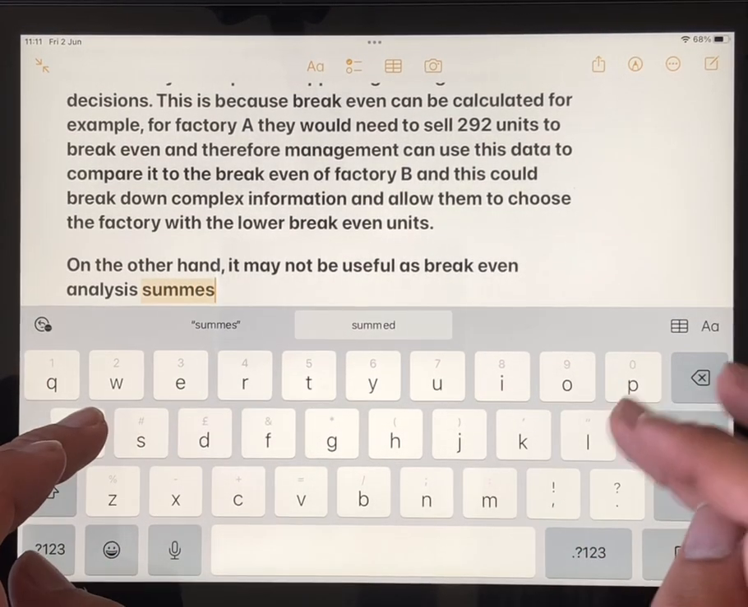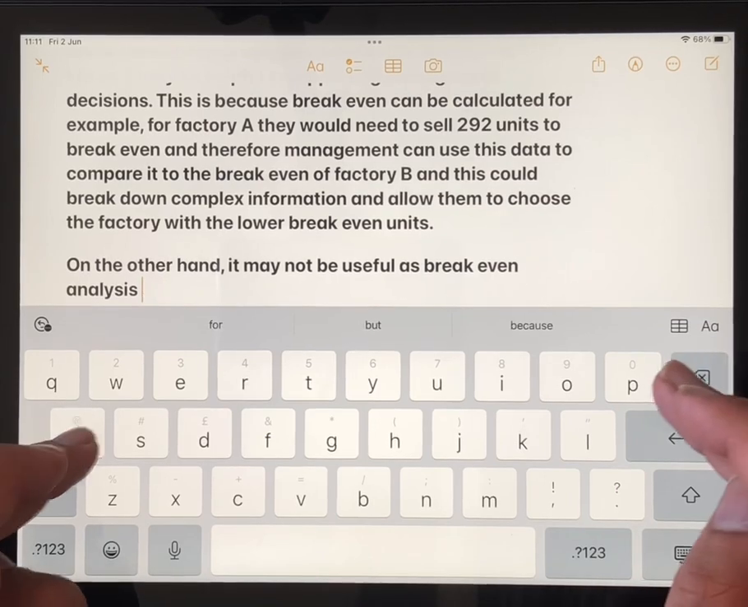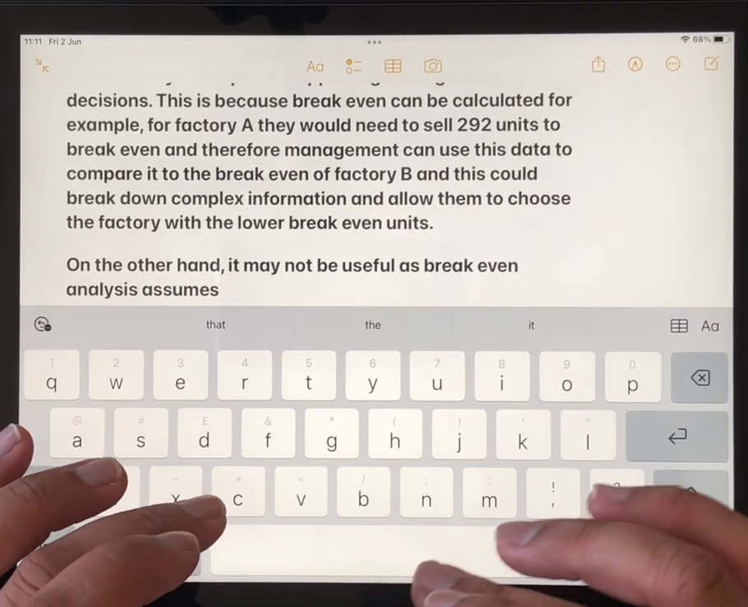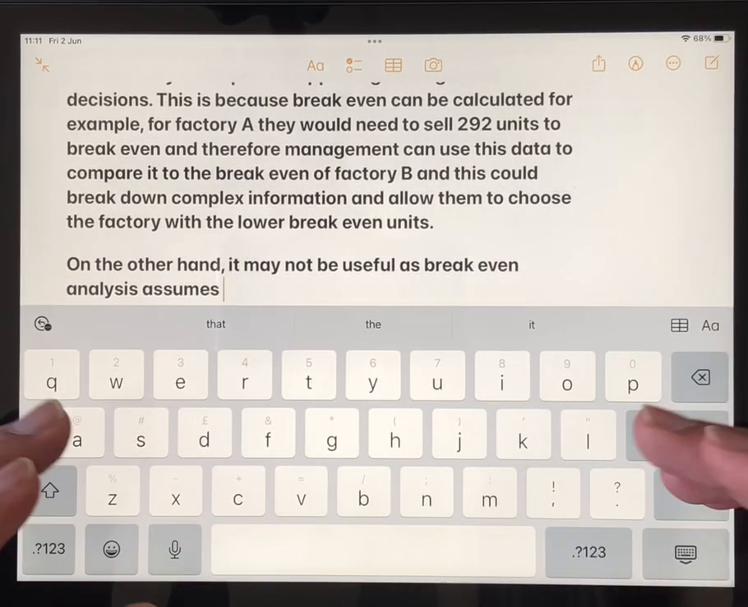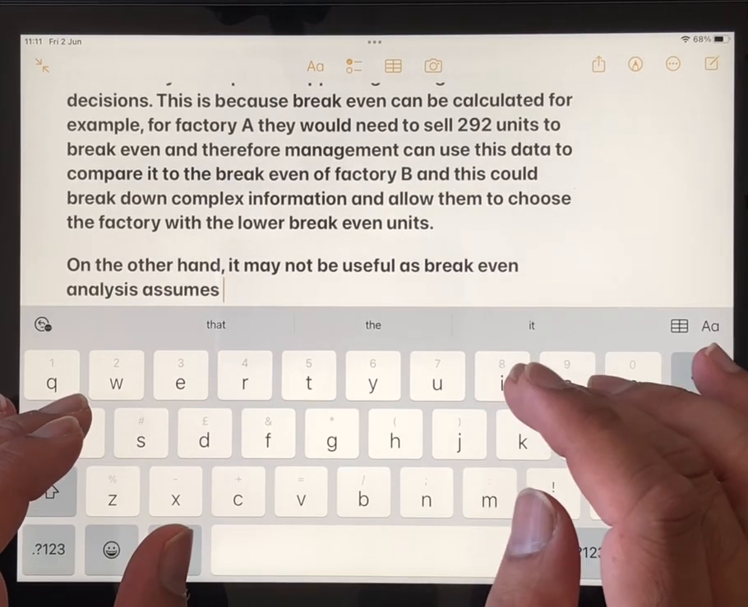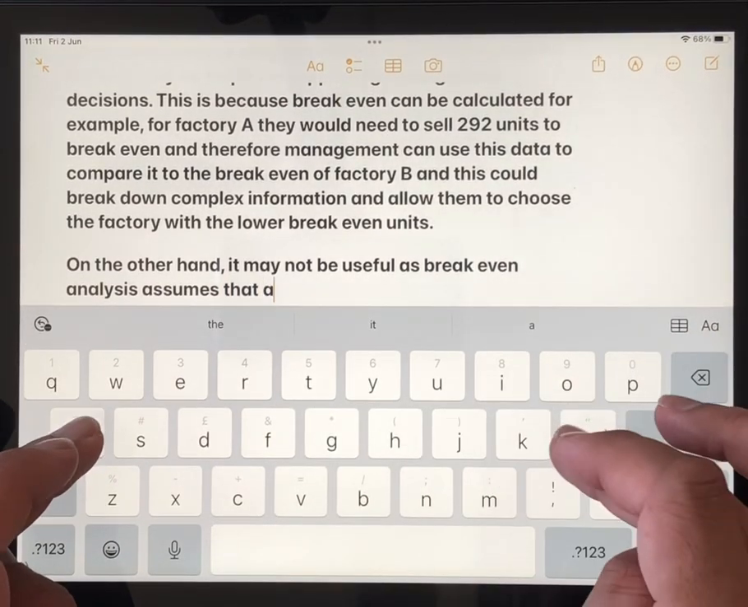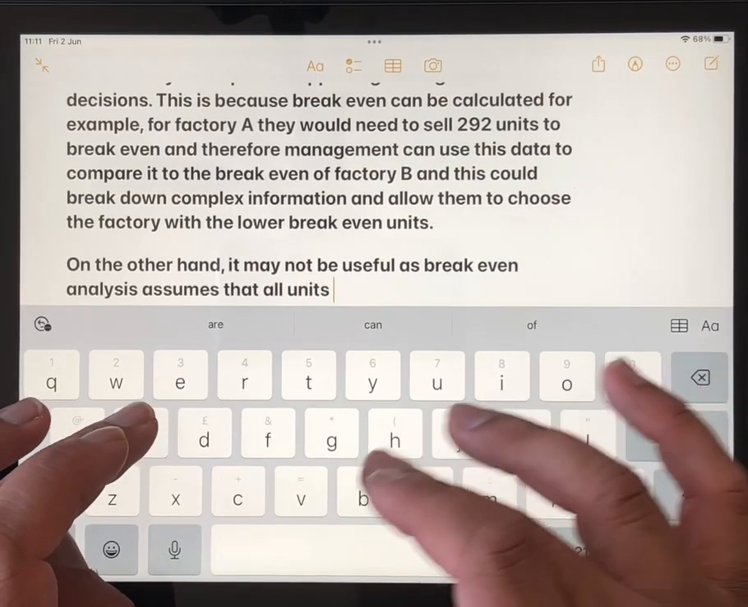Now, one of the drawbacks of break-even analysis is that it assumes that you're going to break even. Okay, all units will be sold.